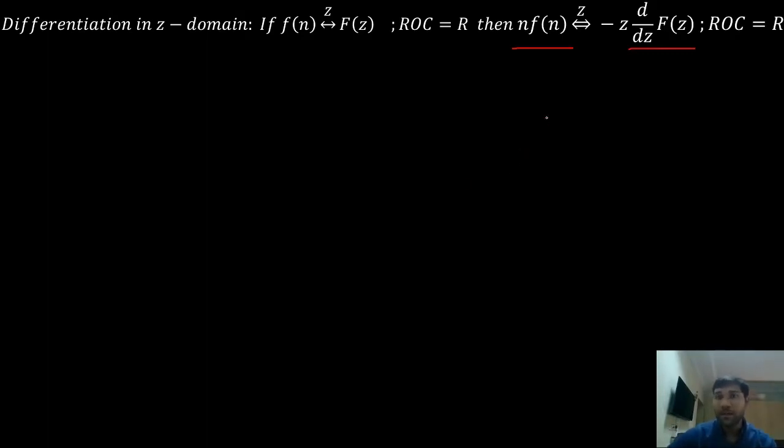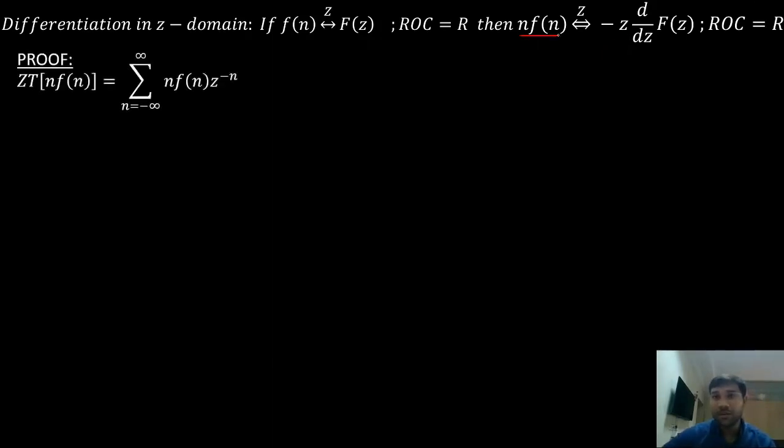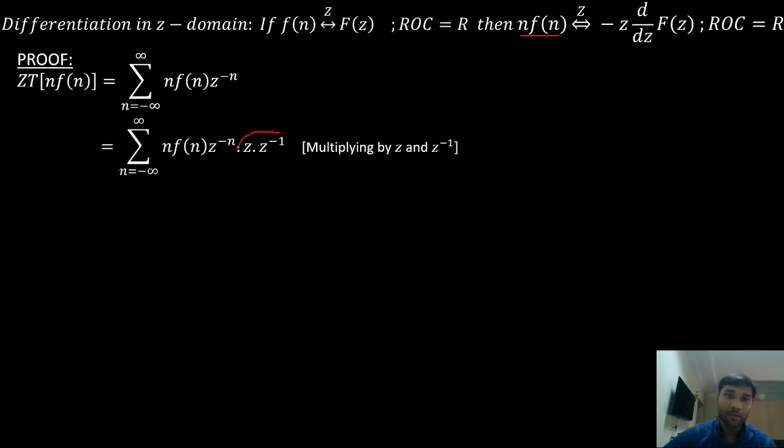time domain signal? Let's not do the Laplace transform now. We'll just take the z transform of n into f of n. Now we'll multiply the right hand side with z and z inverse. If I multiply this with the given term, it makes no difference, because z into z inverse is 1.